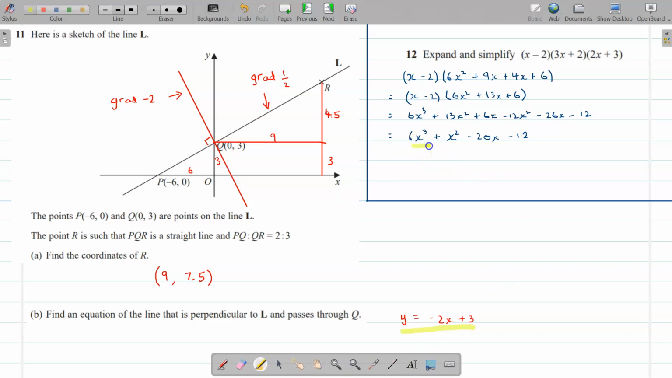Okay, it doesn't matter what order you do the brackets in, but we tend to keep them in the right order, but do the last pair first and then finish with that one. Okay, and that's 3 marks for that question.